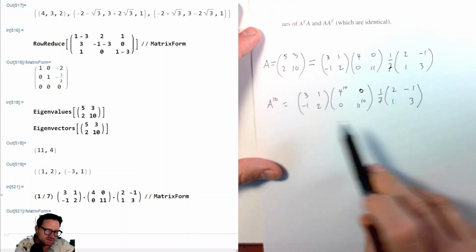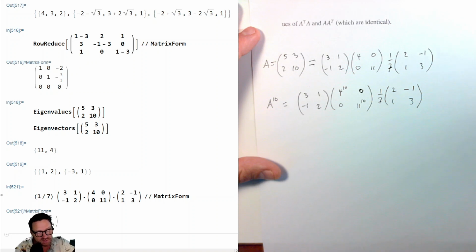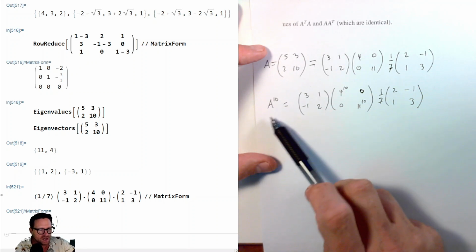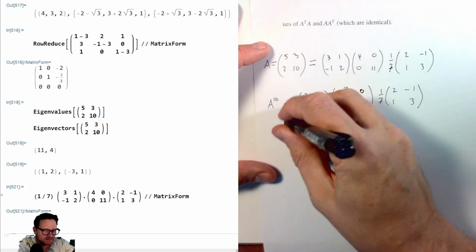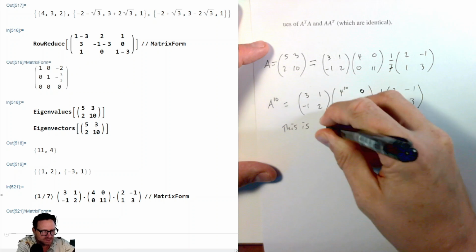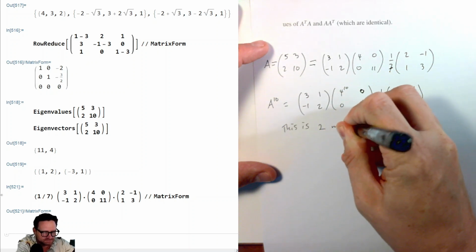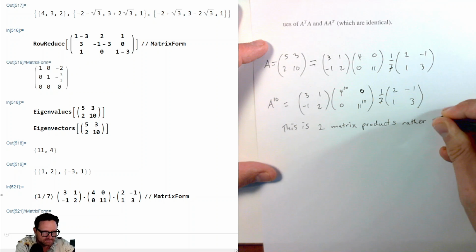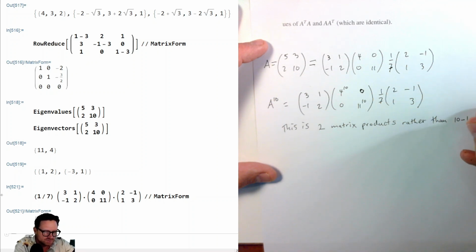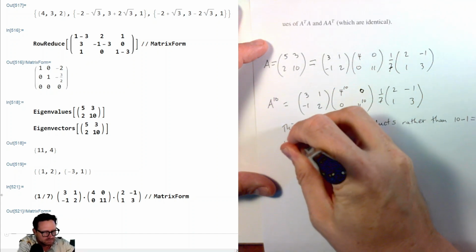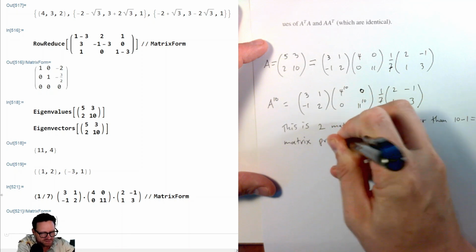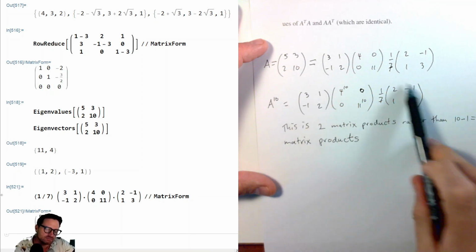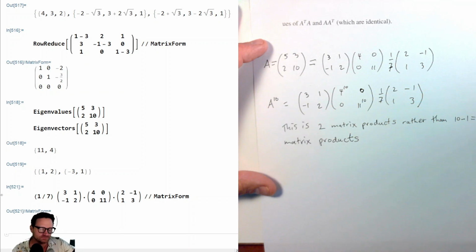Right, which would be easier because there are only 3 matrices being multiplied here, so 2 matrix multiplications rather than 9 matrix multiplications. So let's note that. So this is 2 matrix products rather than 10 minus 1 equals 9 matrix products. So you see it can be easier to diagonalize and then take the matrix product than to actually multiply this out.